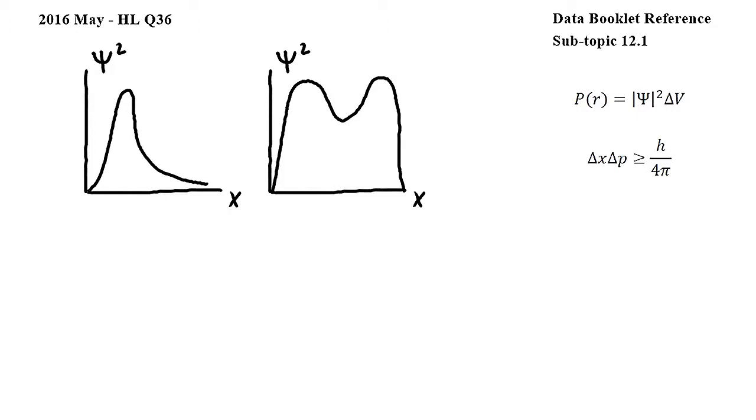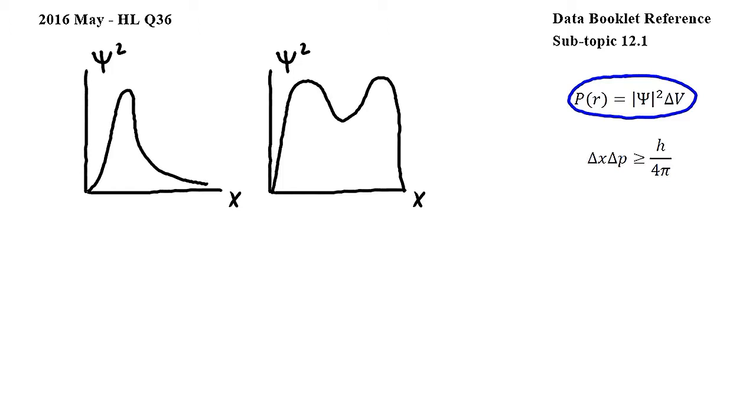In this question we have to decide which amplitude squared versus distance graph corresponds to a particle that has the largest uncertainty in momentum. Let's start by looking at this equation from subtopic 12.1. PR is the probability of finding the particle at a distance x, psi is the amplitude of the wave function, and delta V is the volume that is being considered for the position of the particle.